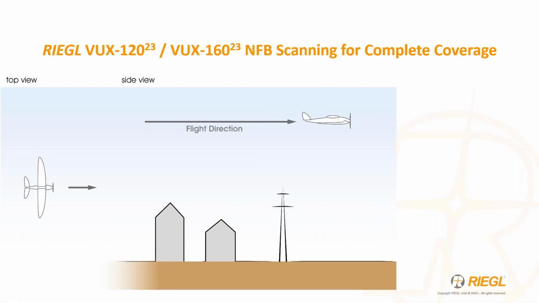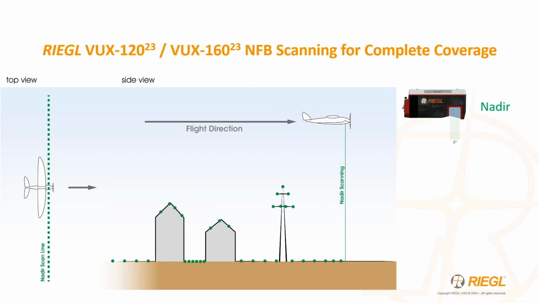So if you want to scale it even further, fly higher, faster, capture more data, and be even more efficient in the field, my personal favorite system that we offer is our VUX-120 system, and its sister, the VUX-160, a little bit larger, a little bit longer in range in its scanning capability. But the nuances of these two particular systems, I think, is so cool because it offers what we call NFB, which stands for nadir. Here we go.